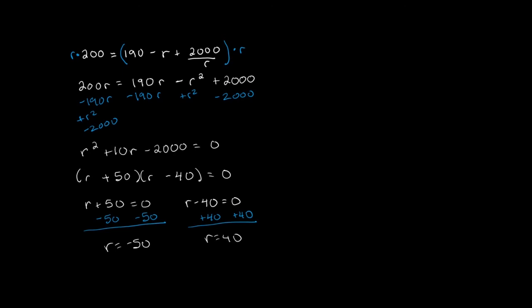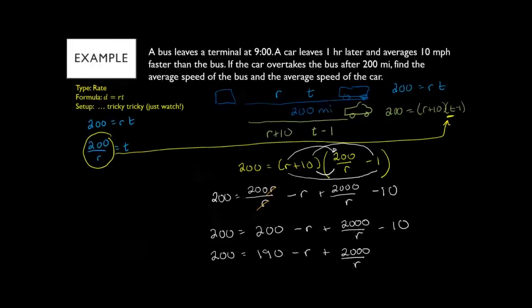So r is a speed. A negative doesn't make sense, so I can immediately rule that number out. I need to double check that I haven't made any denominator 0. When we set up our fraction here, the only denominator had r, so we know that r cannot equal 0. We didn't get 0. So that means our answer is r equals 40.